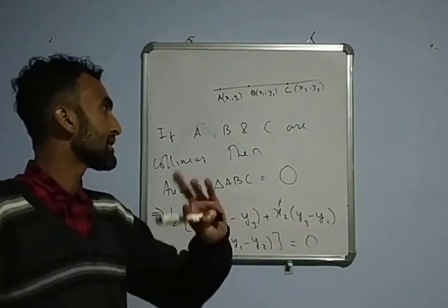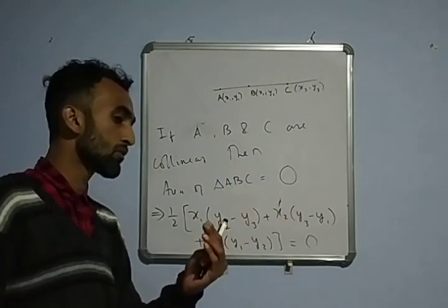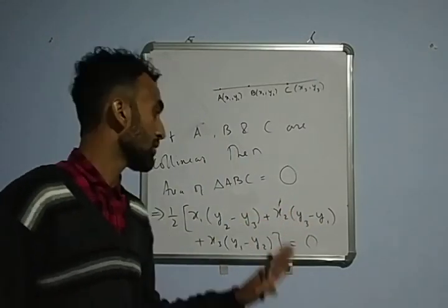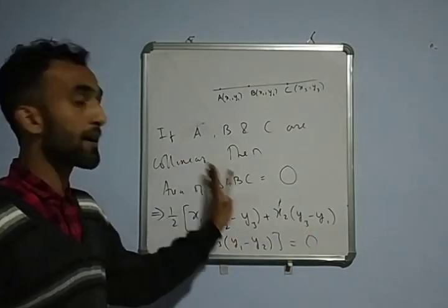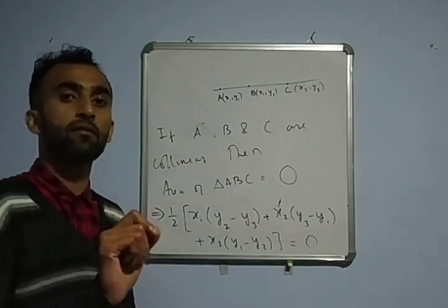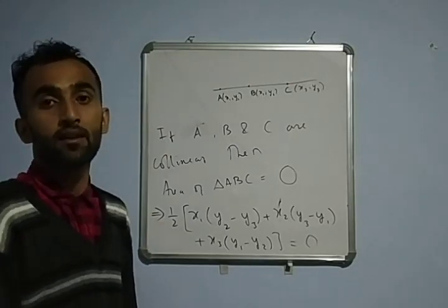Sometimes there is a confusion. Remember, sometimes they ask you to prove that it is collinear. So you have to prove it is equal to 0. You don't have to use equal to 0. You have to just find out the area of the triangle. Keep on solving. At last you will get 0. That means it is collinear.